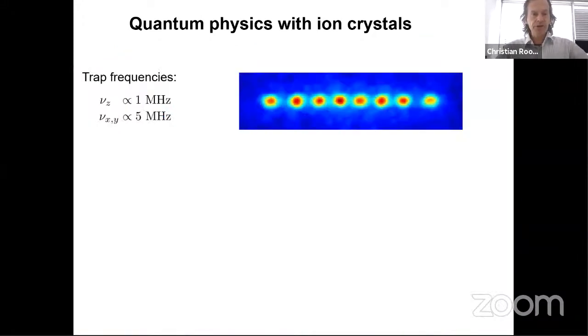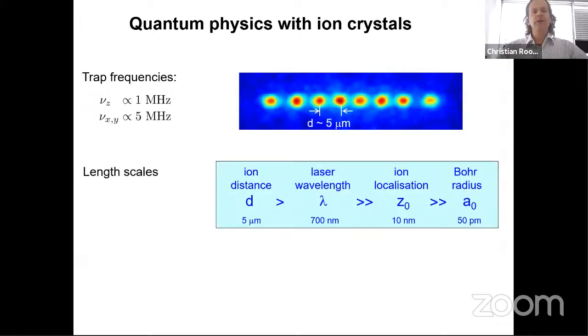Now, let me also discuss a bit the length scales that we have in our experiments. So if you trap an ion crystal like the string that you can see here, we need some anisotropic trapping potential in which the ions are harmonically trapped. And typically the trapping frequency along the weakly confining axis is on the order of a megahertz. And this frequency scale sets then the length scale for the distance between ions. And typically this is on the order of about 5 micrometers. And it is, in this sense, the largest length scale that we have in our experiment. It is quite a bit bigger than the laser wavelengths that we use for manipulating the ions.